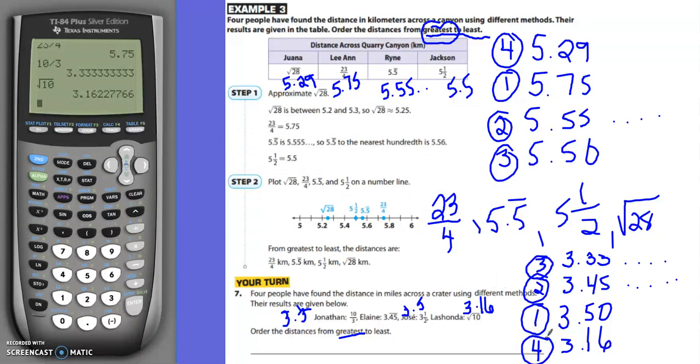Remember, we want to write it in its original format. So 3 and 5 tenths was actually written as 3.5. Okay, after 3.5 was 3.45 repeating. Alright, and then we had Jonathan, which was 10 thirds. And lastly was LaShonda with the square root of 10.